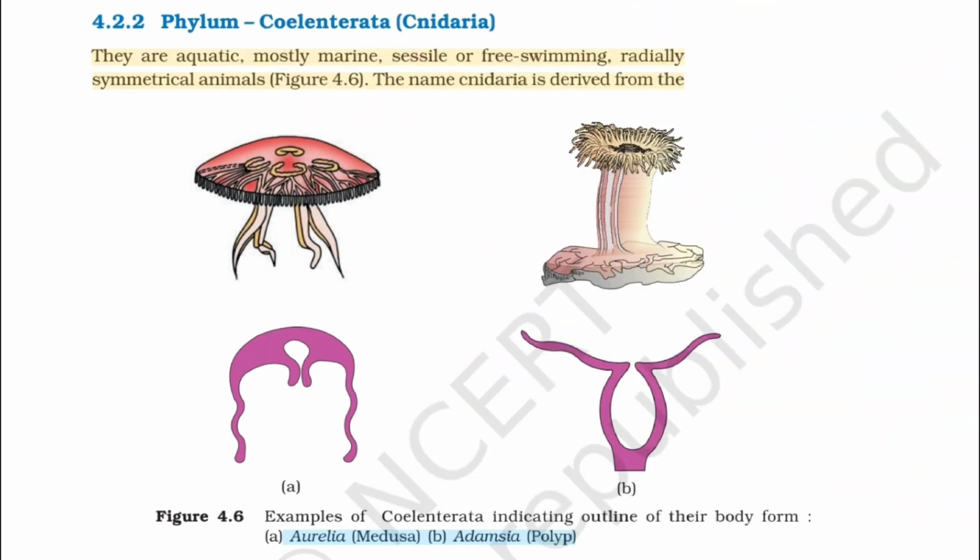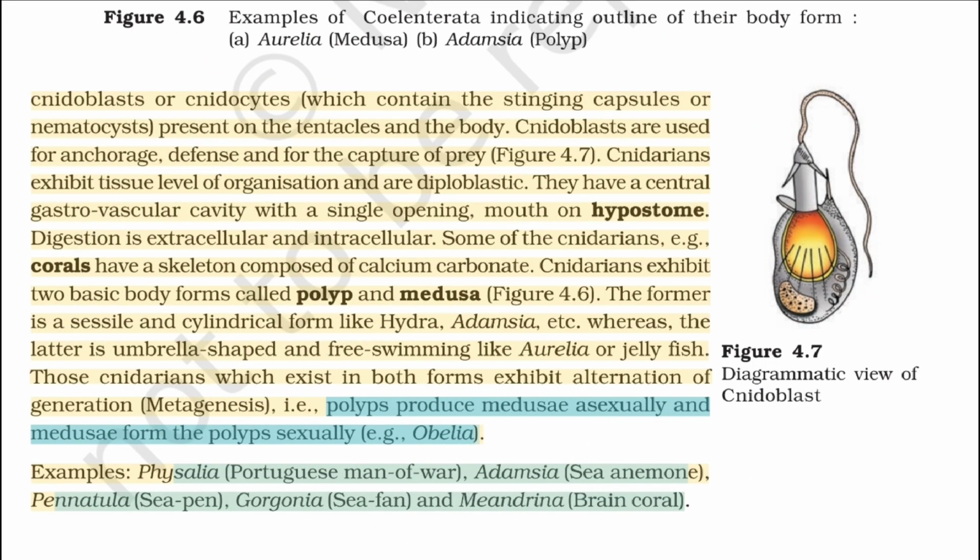4.2.2. Phylum Coelenterata, Cnidaria. They are aquatic, mostly marine, sessile or free-swimming, radially symmetrical animals, figure 4.6. The name Cnidaria is derived from the cnidoblasts or cnidocytes, which contain the stinging capsules or nematocysts present on the tentacles and the body. Cnidoblasts are used for anchorage, defense and for the capture of prey, figure 4.7. Cnidarians exhibit tissue level of organization and are diploblastic. They have a central gastrovascular cavity with a single opening, mouth on hypostome. Digestion is extracellular and intracellular. Some of the cnidarians, for example corals, have a skeleton composed of calcium carbonate.